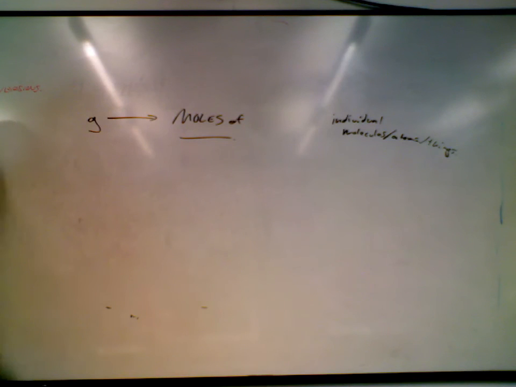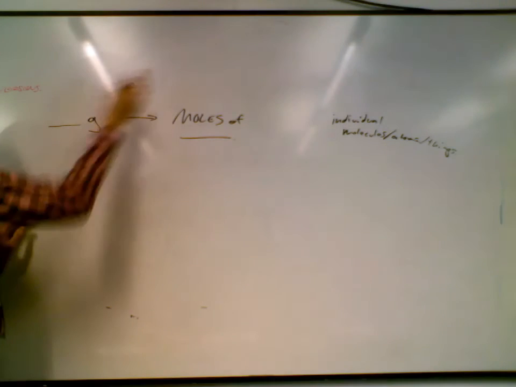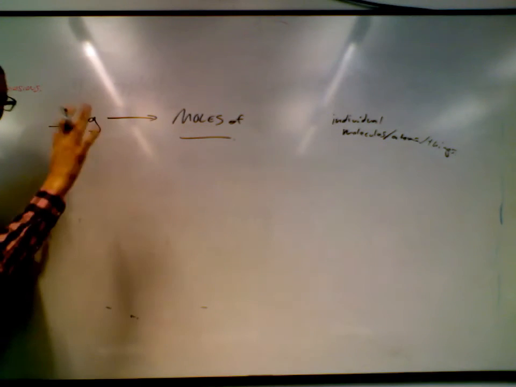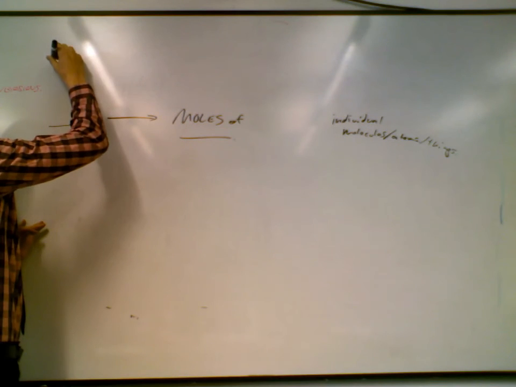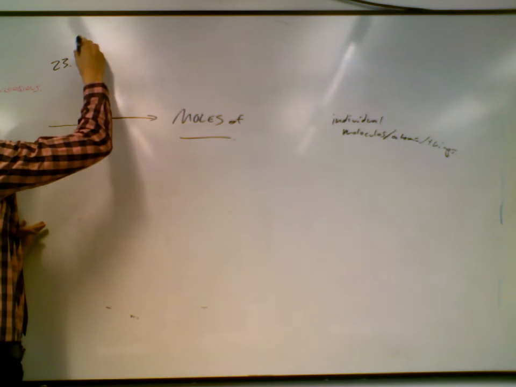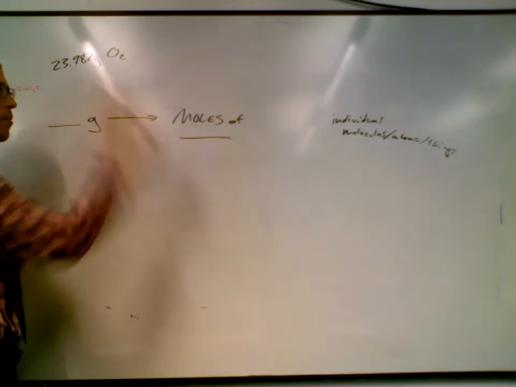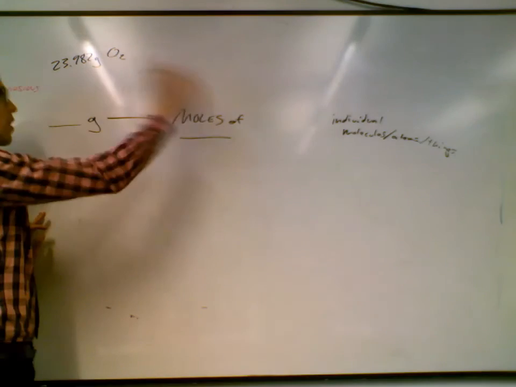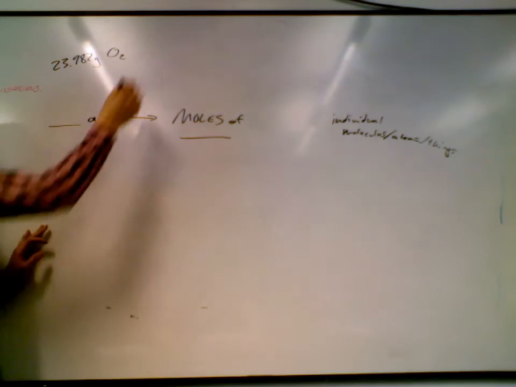So going from grams into moles, you have to have 1 mole over the amount of grams. So it's going to involve the molar mass, which you can look up. Let's say we have oxygen, and we have 23.982 grams of oxygen. We want to convert that into moles of oxygen molecules.